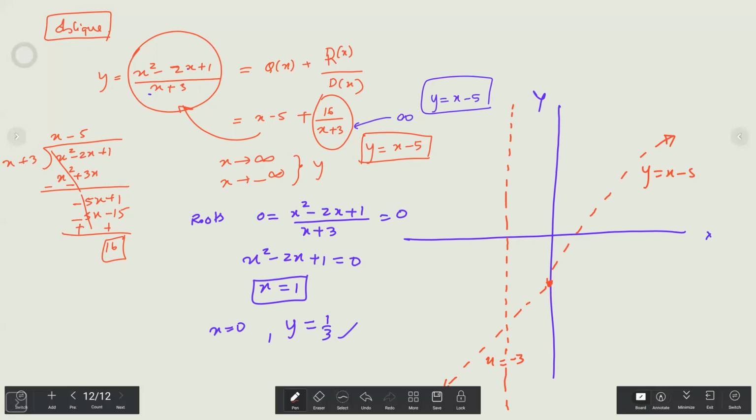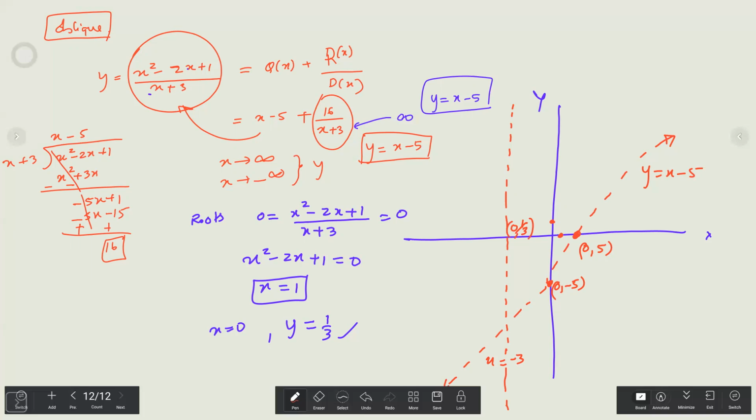So x minus 5, and you can see it cuts here at 0, minus 5. Now comes the roots. So roots are at 1. So 1 is the root, and the y-intercept is at 1/3. This is the root, and 1/3 is the y-intercept.